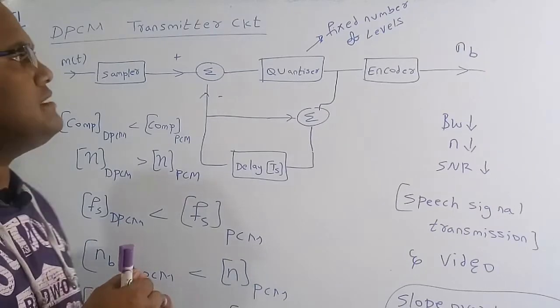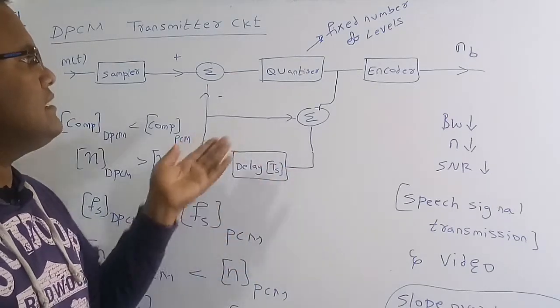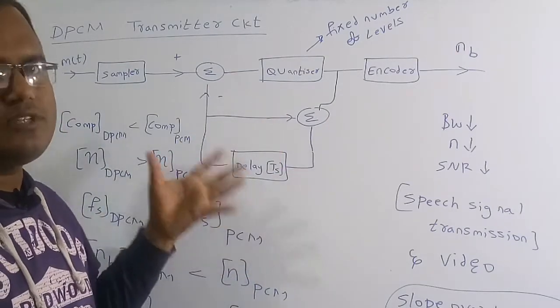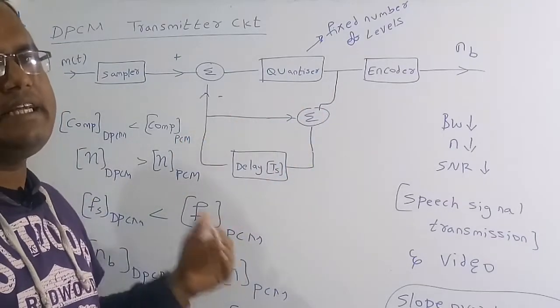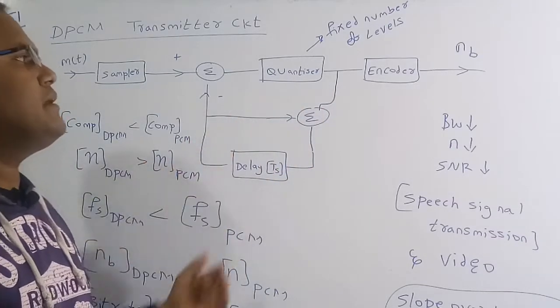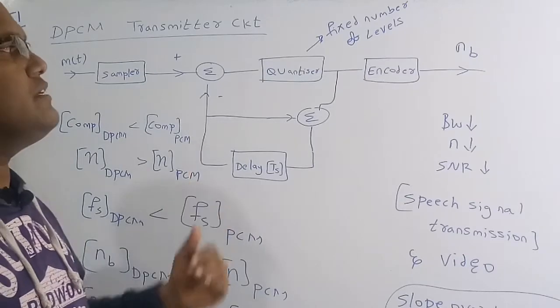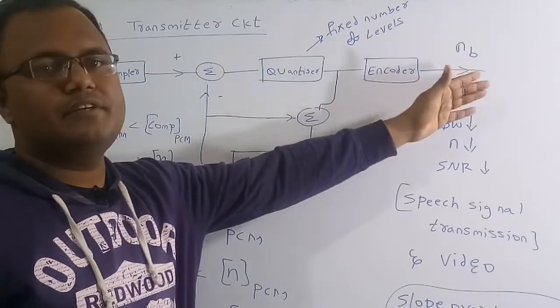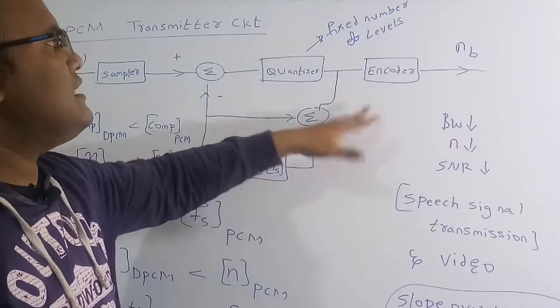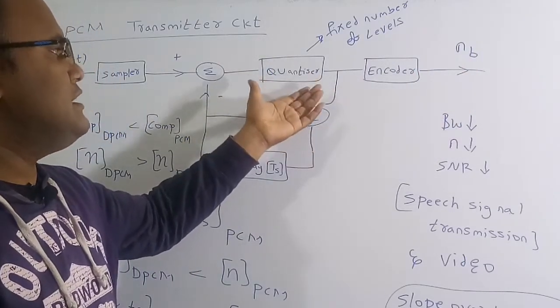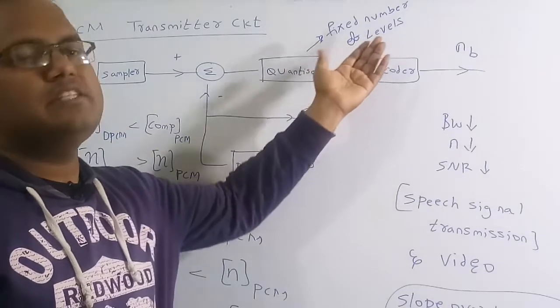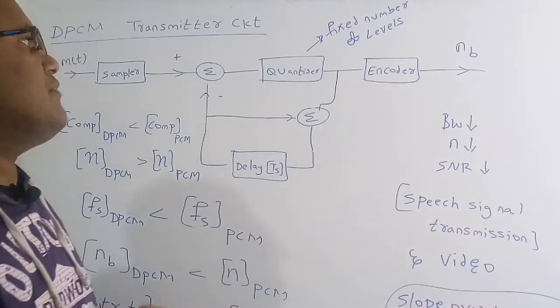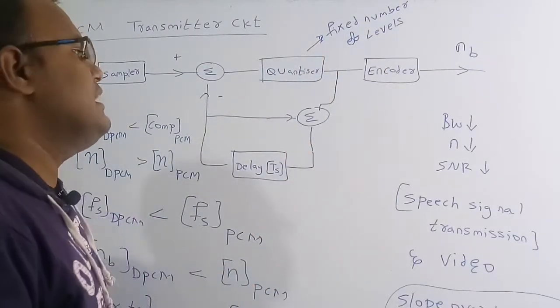In PCM there is no feedback, but in DPCM we give a feedback so that the output is the difference of the current sample minus the previous sample. So the error decreases, and then we encode and convert into a digital format. In DPCM, a fixed number of levels is used in the quantizer.